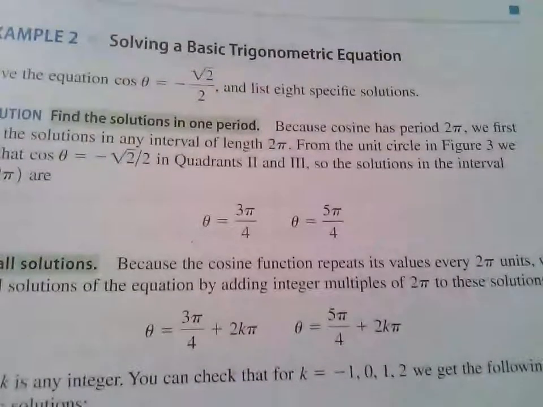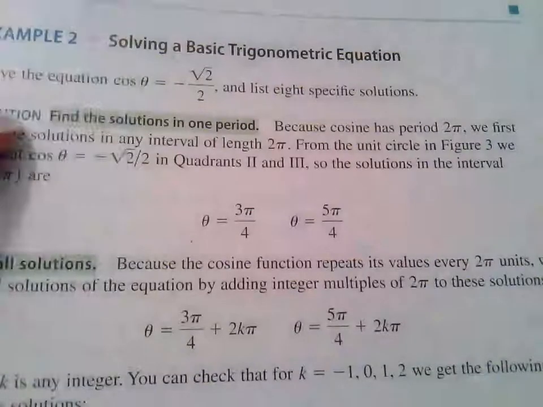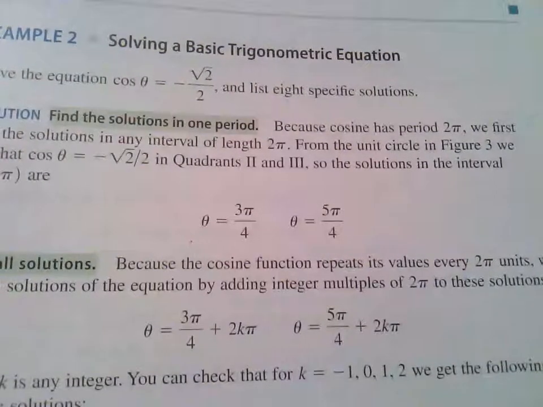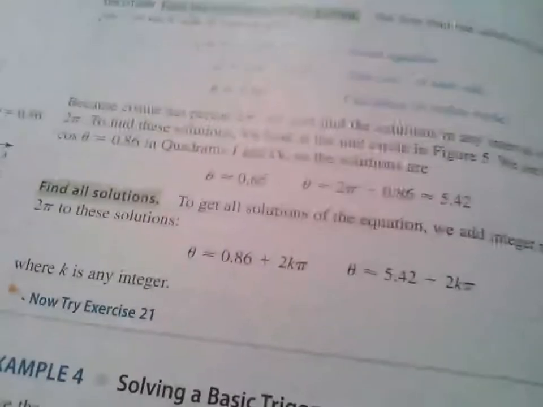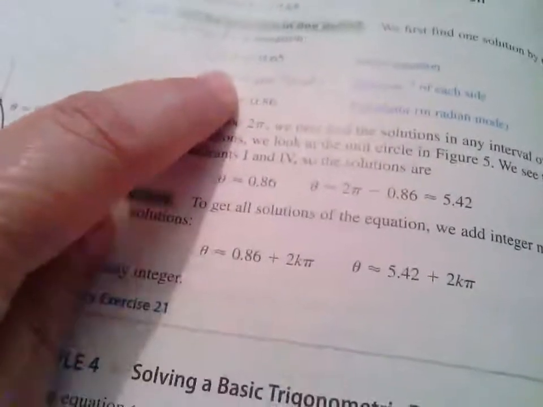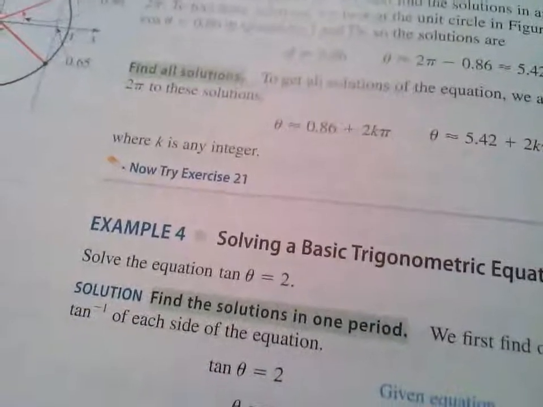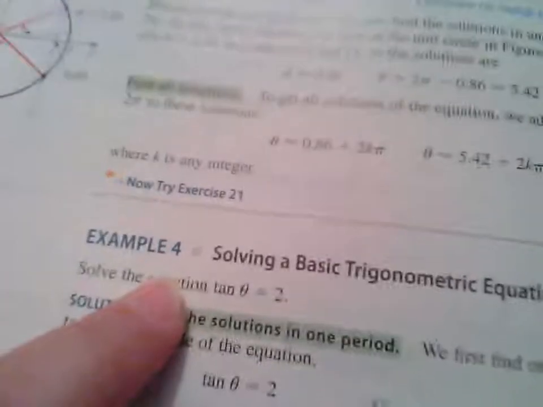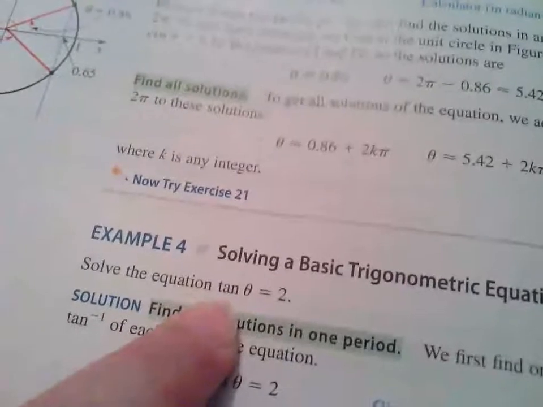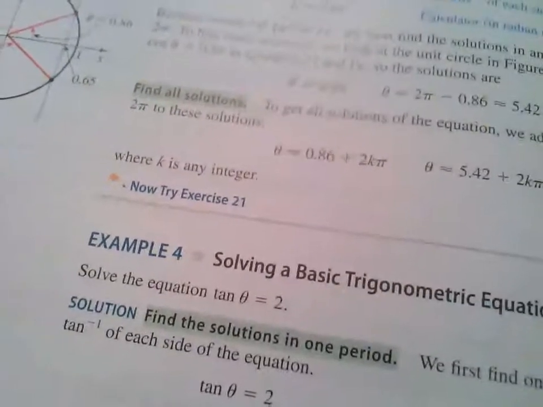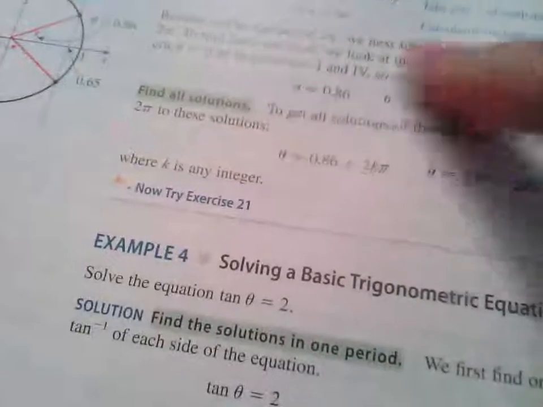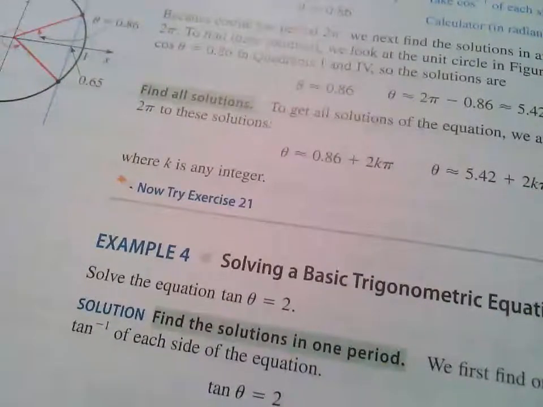Same thing, you could be asked, when is the cosine of theta negative square root of 2 over 2? Those are solving basic trig equations. We've already done a few of the small ones. When it's something like this, it's not something that's memorized. You have no choice but to use your calculator. Once again, you have no choice but to use your calculator for tangent theta equals 2.